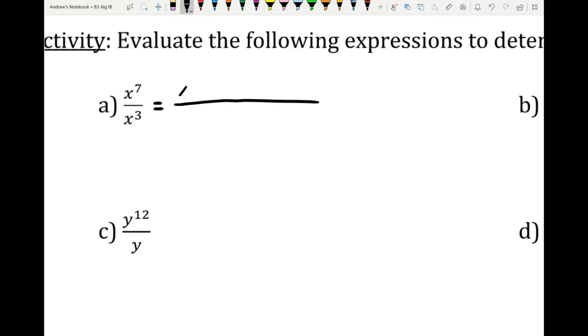And x to the 7th, I'm just going to write it all out: 1, 2, 3, 4, 5, 6, 7. Just barely enough room there. On the bottom, we had x to the 3rd, so this is x times x times x.